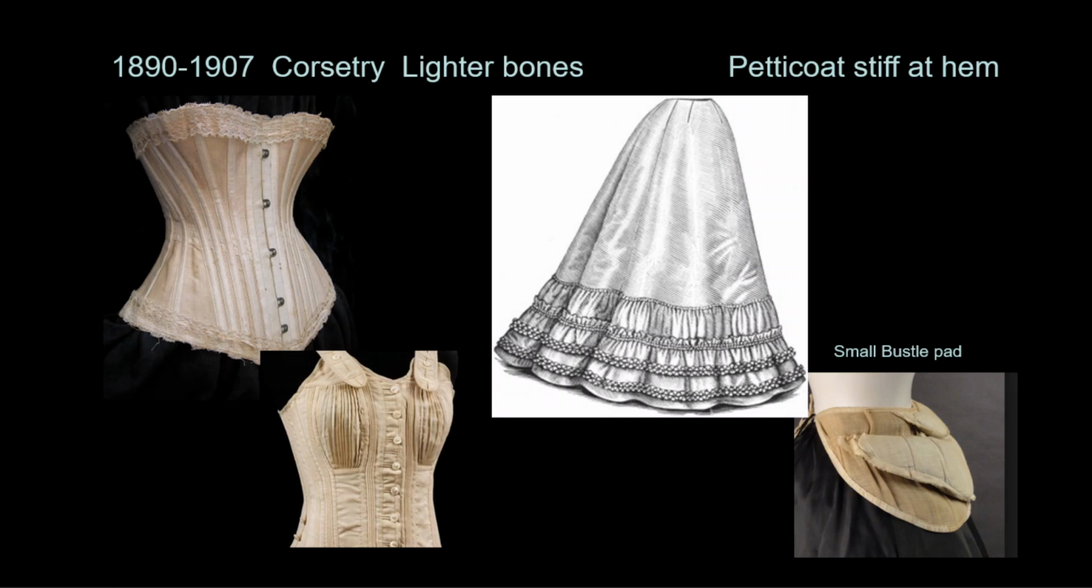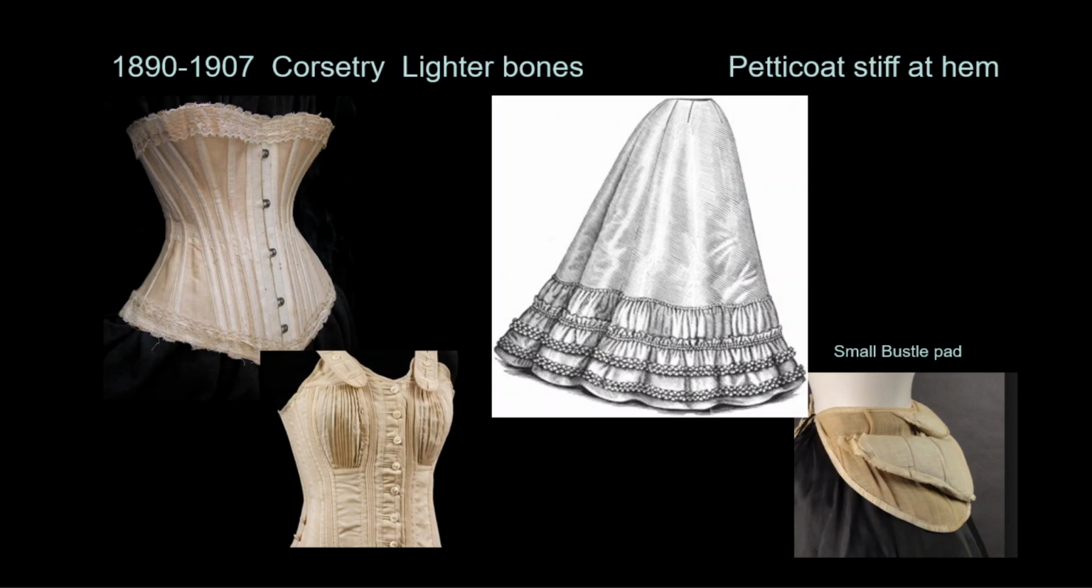Corsetry in the X-shape era will remain the hourglass shape of the last bustle phase. The corsets themselves will be lighter, made with fewer bones as manufacturers reacted to the changing market. Support bodices remain available as an alternative to corsetry.